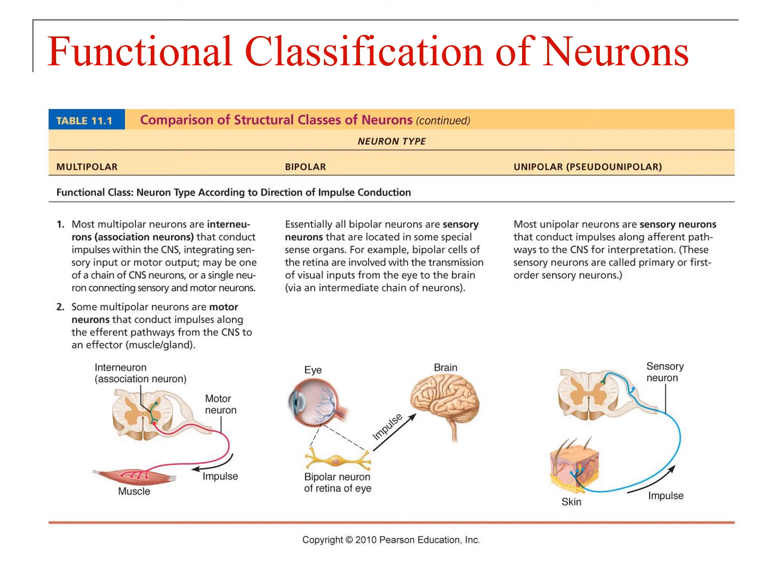Okay, so again, what are most of our different types of neurons involved in? Most multipolar neurons are interneurons or association neurons.